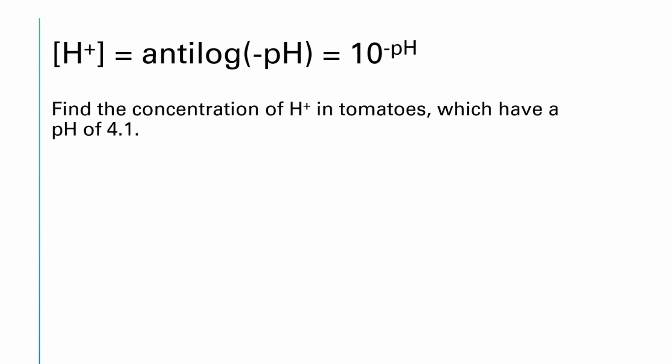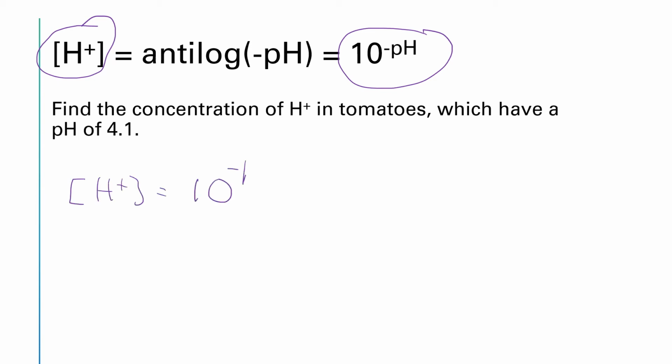Sometimes you know the pH, but you need the hydrogen ion molarity. To reverse engineer our pH equation, we're going to end up with the hydrogen ion concentration is equal to 10 raised to the negative pH. So for this problem, find the concentration of hydrogen ion in tomatoes, which have a pH of 4.1. We'll say, all right, hydrogen ion is equal to 10 raised to the negative pH, or 10 raised to the negative 4.1.